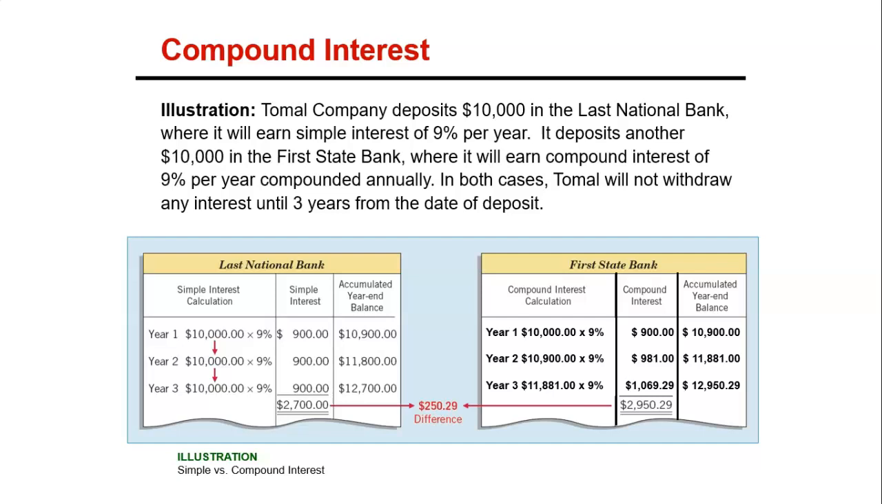We walked away. We didn't do anything for 3 years. We come back and we have $250 more in First State Bank than what we had in Last National Bank, simply because they compounded it. And they only compounded it once a year. The more often they compound it, the bigger that difference is. So many banks compound every day, so you can get the most benefit out of that compounding.